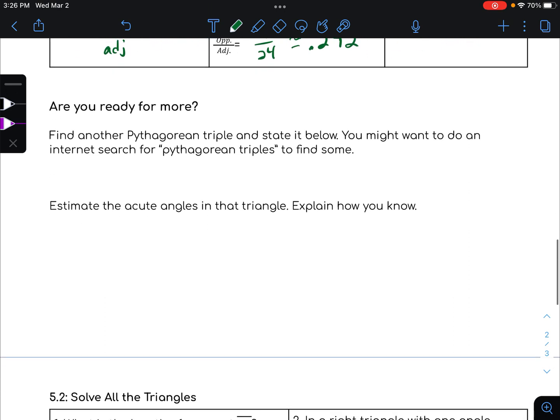All right. Are you ready for more? Find another Pythagorean triple and state it below. You might want to do an internet search for Pythagorean triples to find some. Estimate the acute angles in that triangle. Explain how you know. I'll let you guys decide if you want to investigate a little bit. It might be kind of fun to come up with some really, really big numbers for Pythagorean triples. You can Google it and see if you can use that same process to figure out what the angle would be in that particular situation. But for now, we're going to move on to the next page.